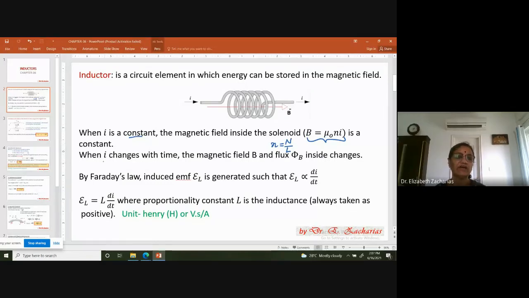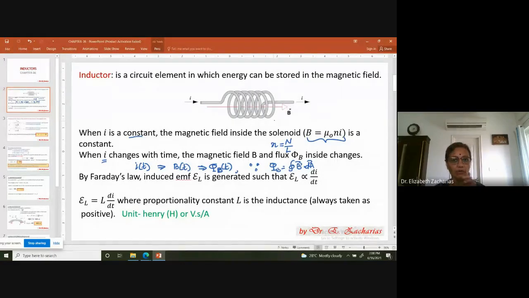Now let us see what happens if the current changes with time, or if I becomes a function of time. If I becomes a function of time, that obviously means that B becomes a function of time. Magnetic field becomes a function of time. And this obviously means that magnetic flux becomes a function of time. This is because what is magnetic flux? Magnetic flux is integral B dot dA. Okay, so if B is changing, magnetic flux through these turns is also changing.